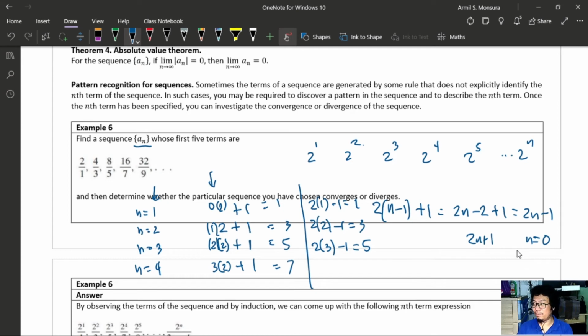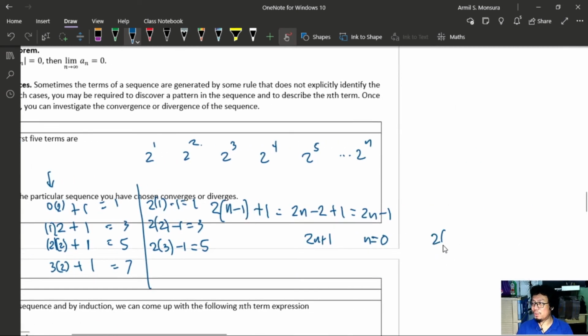For example, if n equals 0, that becomes 2 times 0 plus 1, so this is 1. For n equals 1, this is 2 times 1 plus 1, so that is 3. For n equals 2, this is 2 times 2 plus 1, so that is 5.